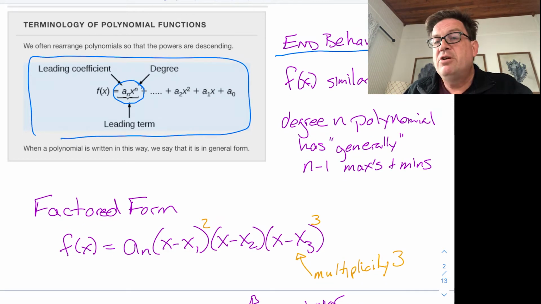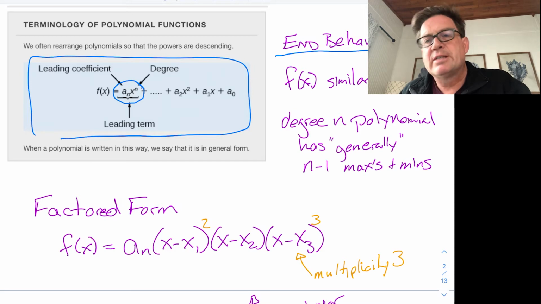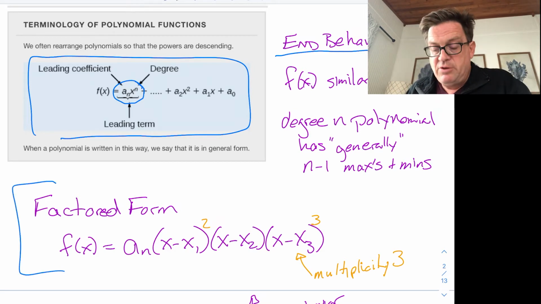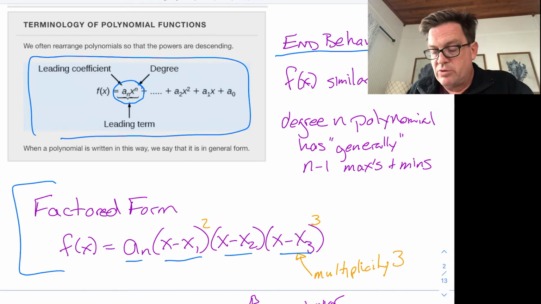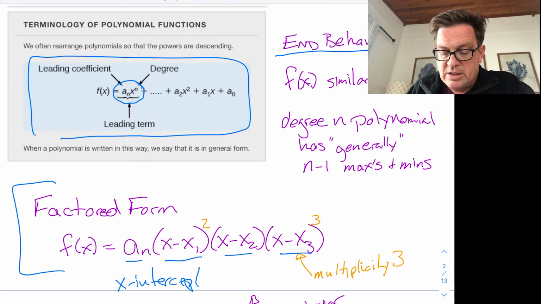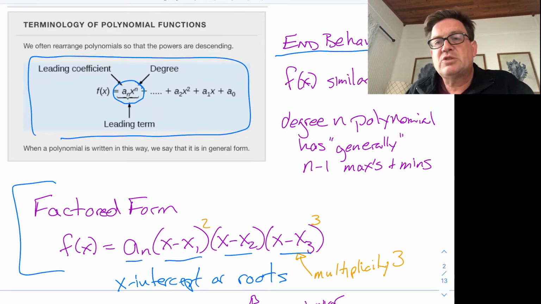Second, if you can factor it, which is sometimes not easy, sometimes you need a trick to factor it, and sometimes you won't be able to. But if you can factor it into a factored form like this, where it's some number times x minus one root and x minus another and x minus another, those show you the x-intercepts, or the roots of the polynomial. And that's where it crosses the x-axis, where it's equal to 0.